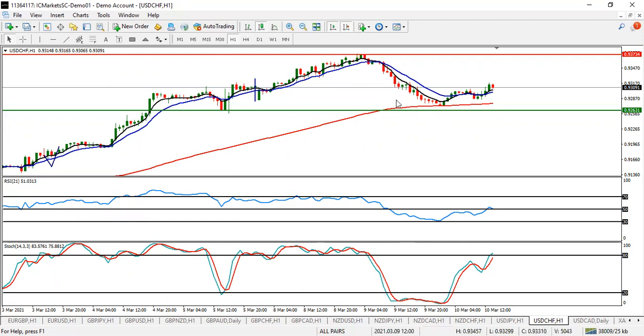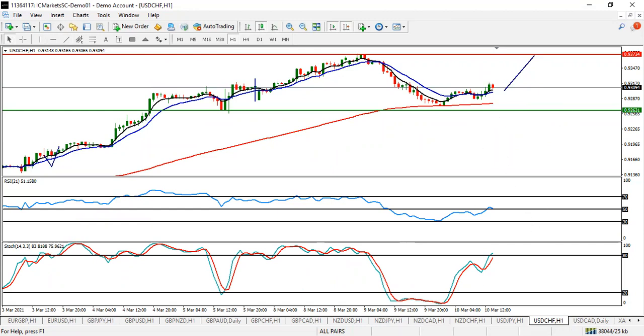So right now, the buy entry has already been activated on this pair. So you catch your buy entry and take your first profit before 0.9373. USD Swiss franc, look for a buy.